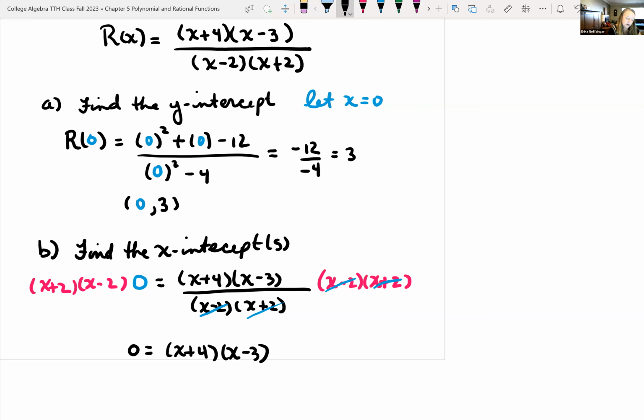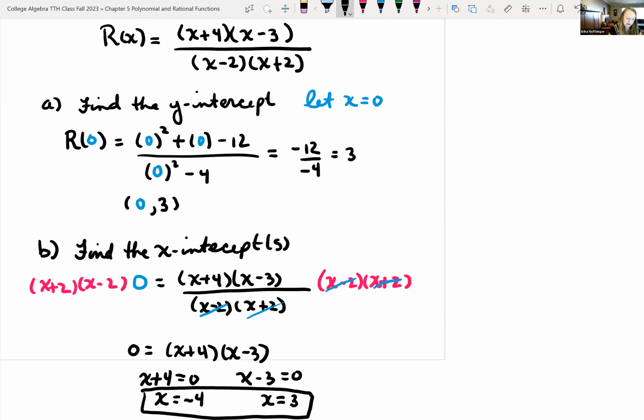It's factored already, so set each factor equal to 0. I'm looking for when x plus 4 equals 0 and when x minus 3 equals 0. Subtracting 4 on both sides, x plus 4 is 0 at -4. And adding 3 on both sides, we get x minus 3 equals 0 and x is 3. These are the factors which set the numerator equal to 0.